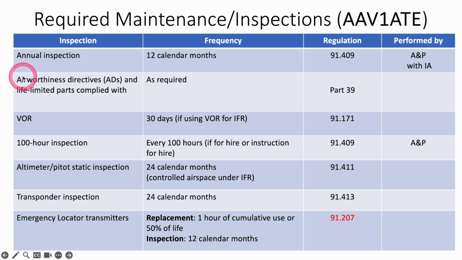Something called Airworthiness directives. Those are going to be as required. So airworthiness directives are distributed as necessary. If a specific component needs to be inspected due to issues or like failure, the FAA will send out, hey, you need to inspect the air filter on a Cessna 172 every 500 hours, or else it's known to fail.